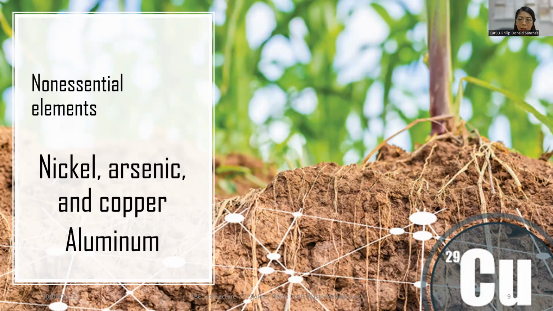So it depends on the plants. Nickel, arsenic, and copper, and aluminum can be found in poultry litter. And aluminum is mostly also present in dairy manure.